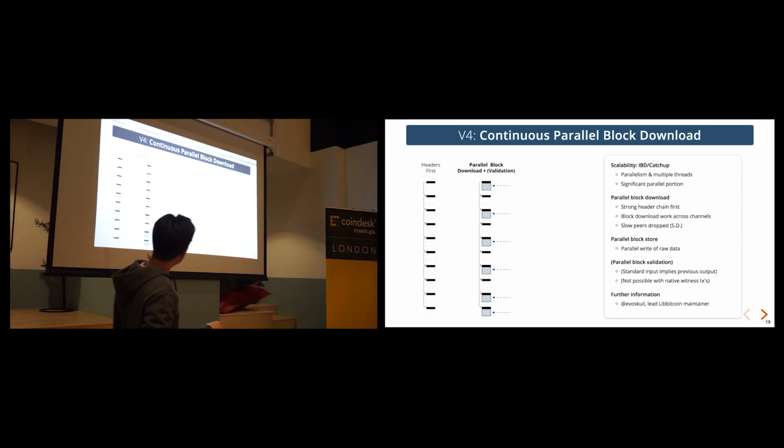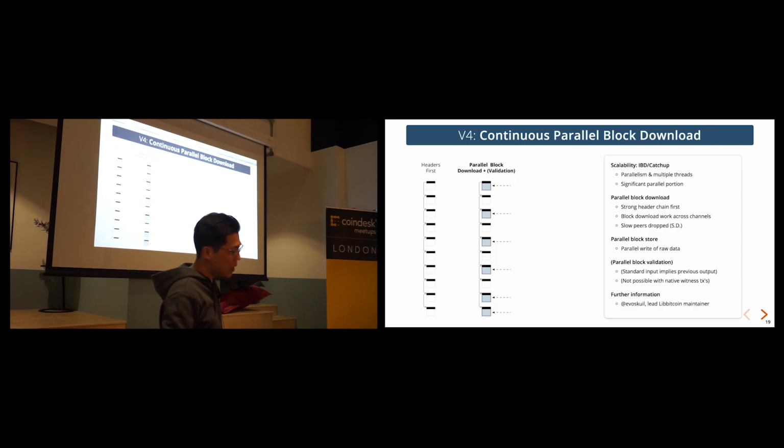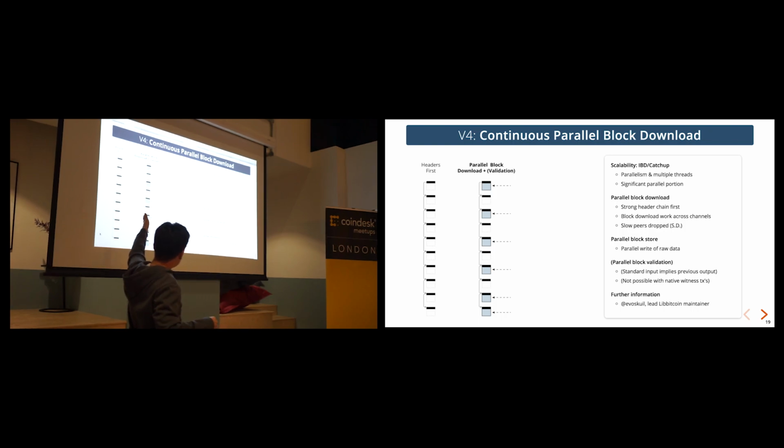Yeah, previously there's the idea of also validating in parallel. For many transactions, if you have a standard input, the standard input kind of tells you what the output would look like. So you can essentially validate some transactions in parallel without knowing whether the UTXO is actually in the list or not.